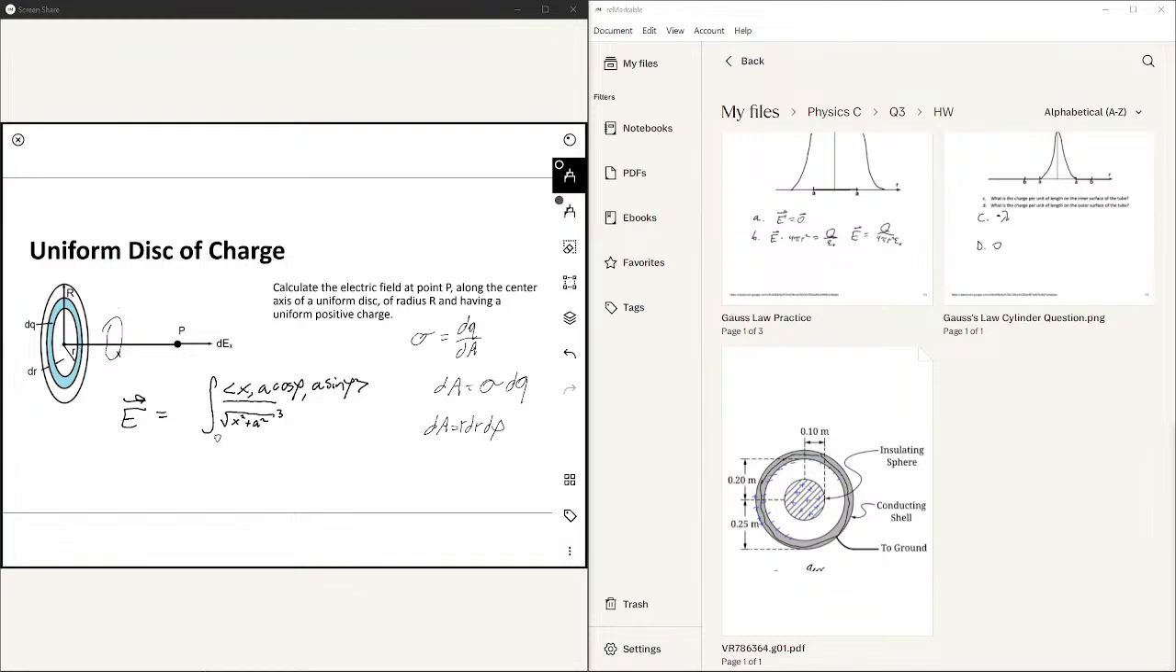So now we're going to substitute dq in with sigma dA. So sigma dA, and dA is going to become r dr d theta, or r dr d phi, right? Yes, exactly. I think that's right. But you did that intuitively? That's impressive. But let's finish this.